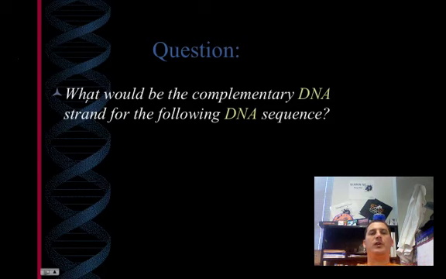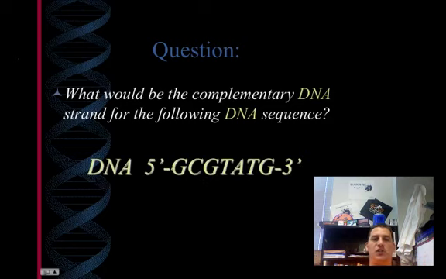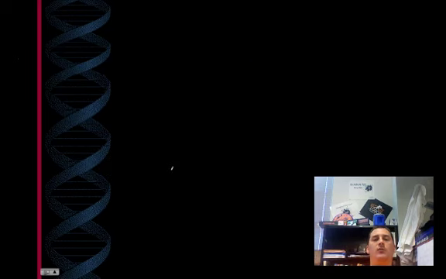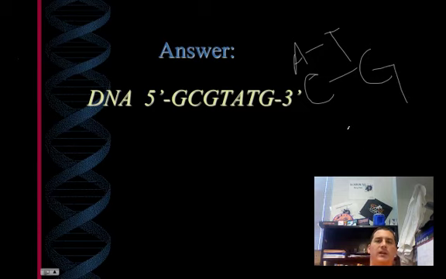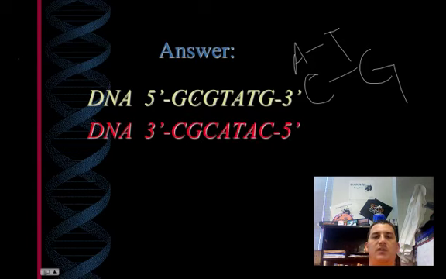What would be the complementary DNA strand for the following DNA sequence? If I give you the sequence GCG TAT G and ask for the complementary strand, how would you do that? We know that A and T always go together. A goes with T, and C always pairs up with G. So A to T, C to G. If we have a G here, we're going to have a C right underneath it. If we have a C here, we're going to have a G. So on and so forth until we complete the complementary strand.